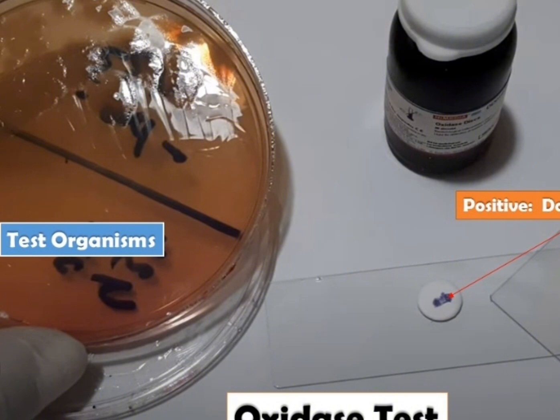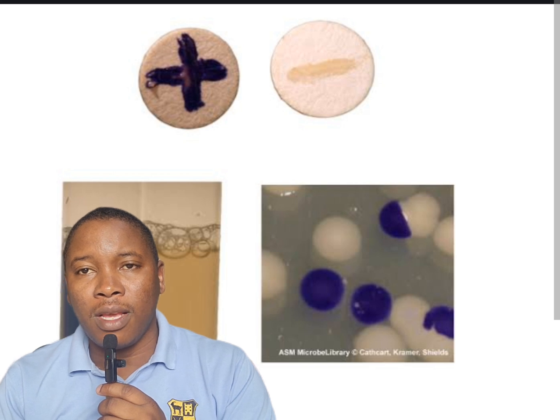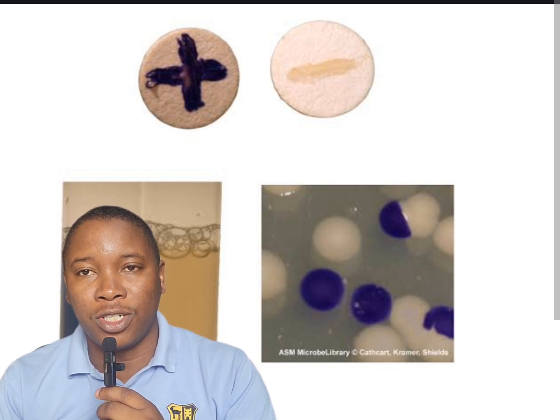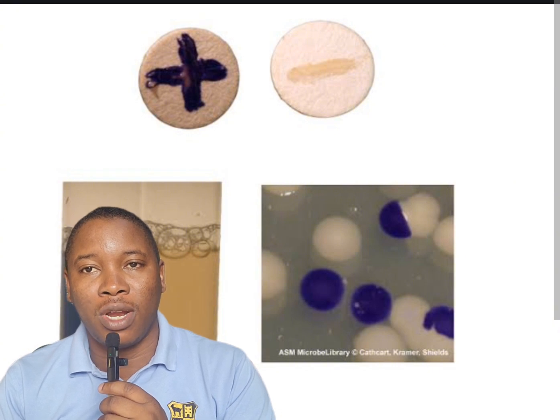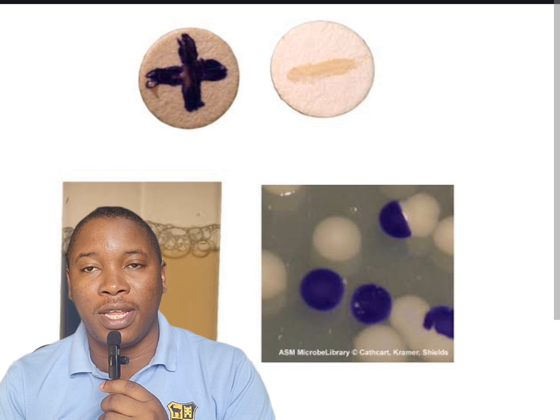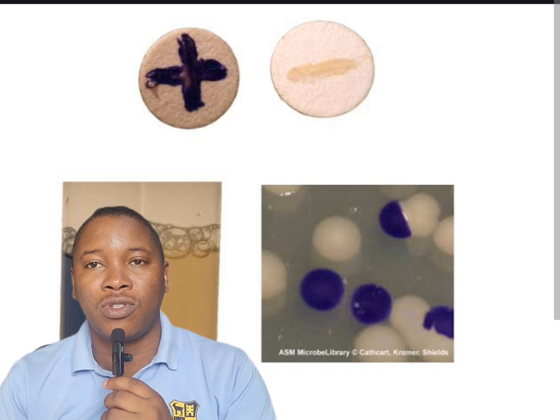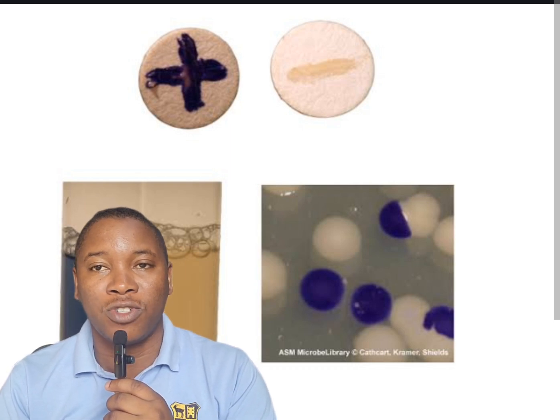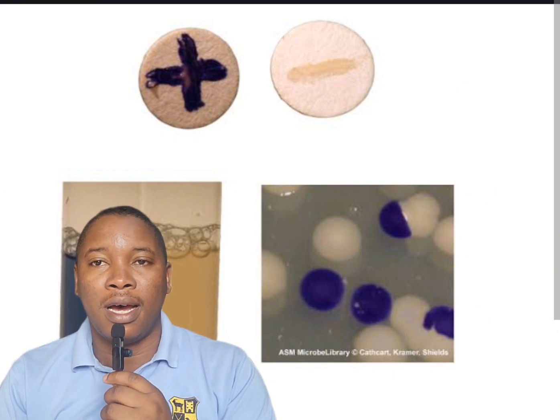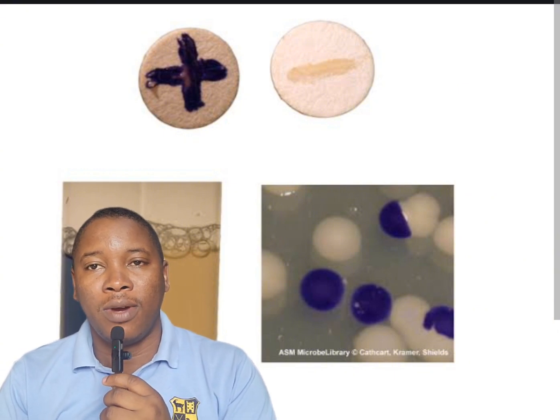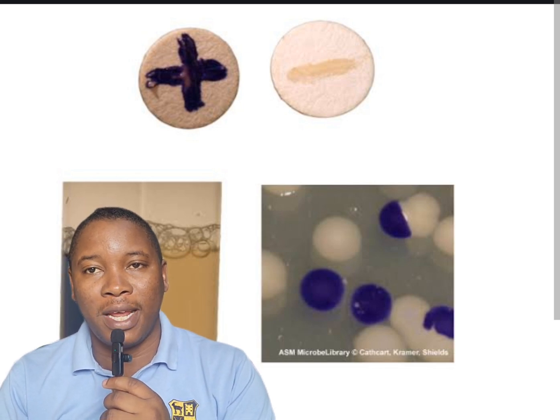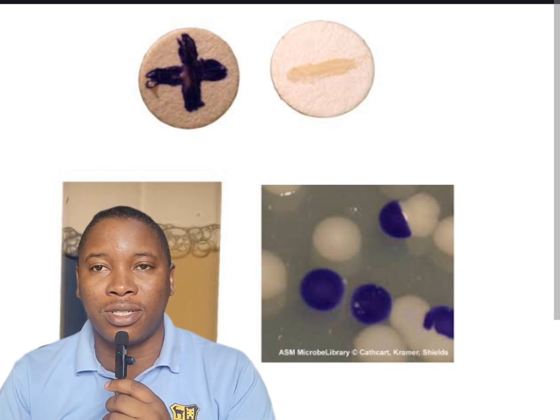And this is important. It's important to note that a lot of organisms use oxygen for their respiration, and in the process there's what you call an electron transport chain. In the process of using this oxygen for their respiration, some of them, not all of them, have to make use of this enzyme, cytochrome C oxidase. Now, when you do the oxidase test, you're testing for the presence of this oxidase enzyme, whether the organism has it or does not have it.